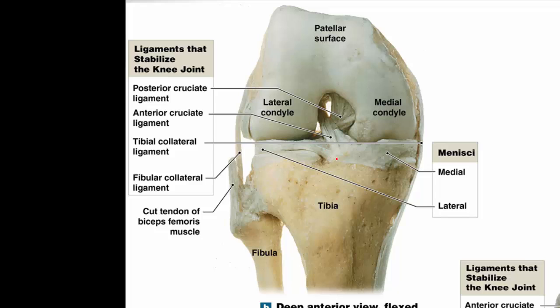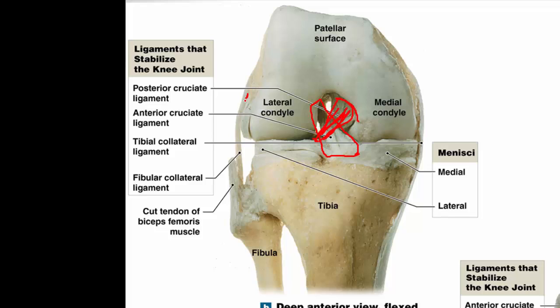As you can see here, there is a ligament that attaches anteriorly on the tibia and goes back on the femur. So since it's attaching anteriorly on the tibia, this is my anterior cruciate ligament. The other ligament here that attaches more posteriorly on the tibia and more anteriorly on the femur is going to be my posterior cruciate ligament.